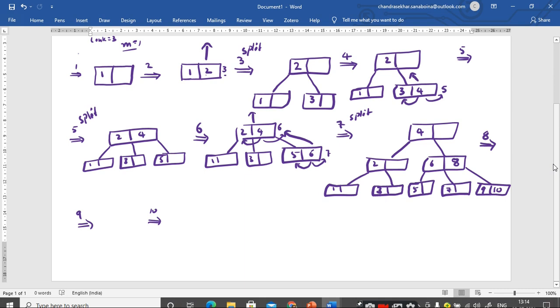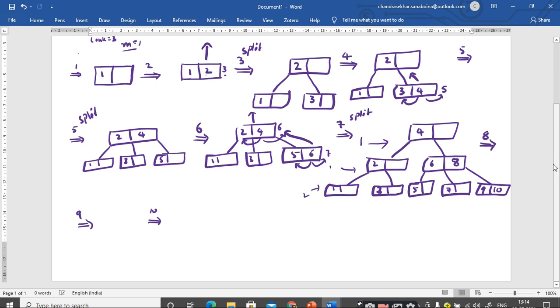Now tell me, what is the height of this B tree? 3, sir. 2, sir. It is 2 only, right? This is one level, this is the height equal to 1, and this is the height equal to 2.